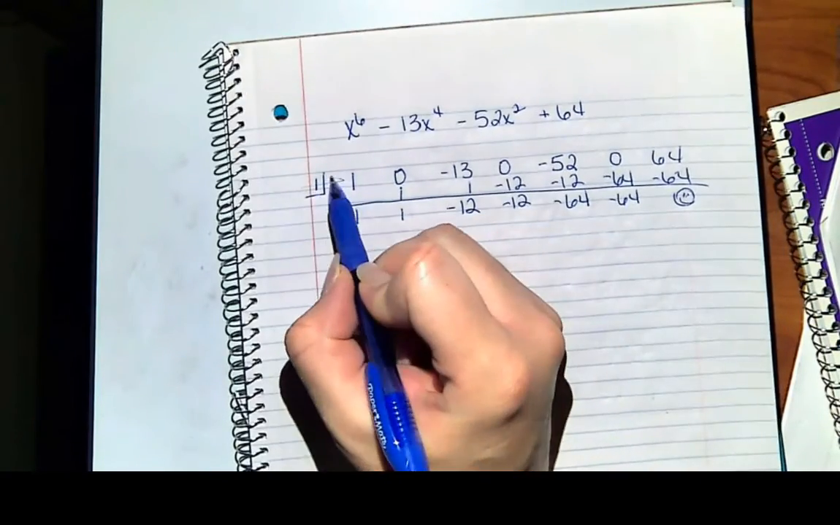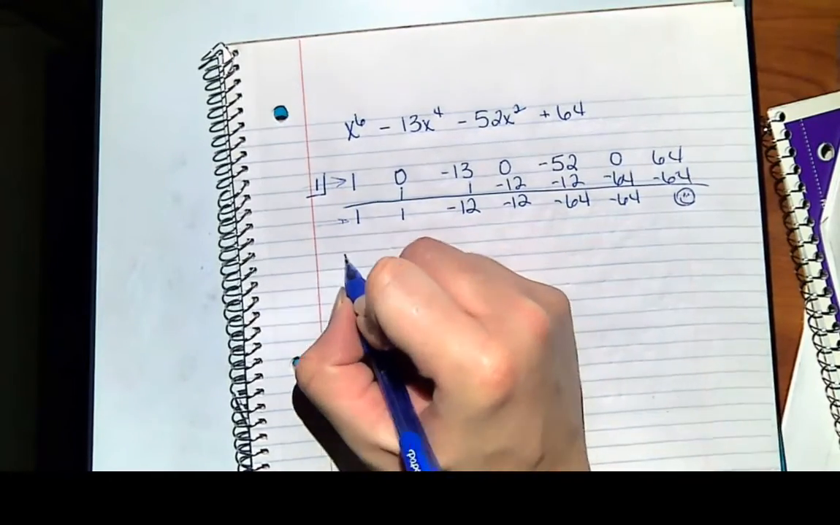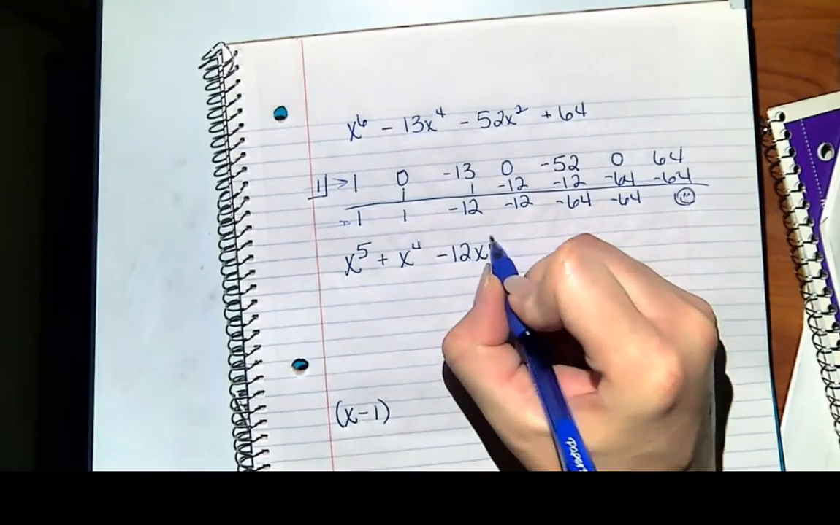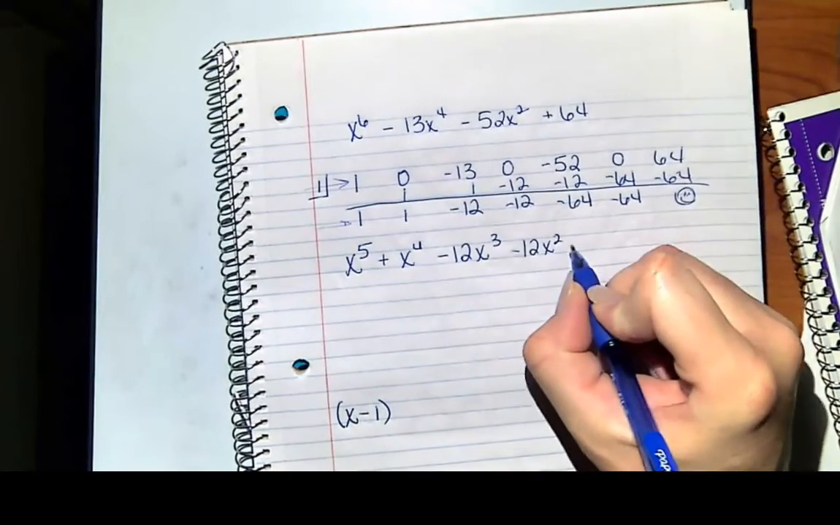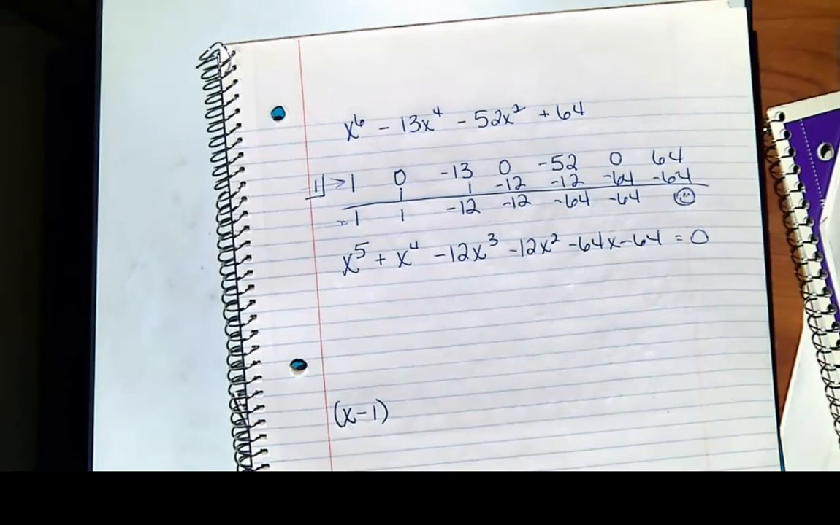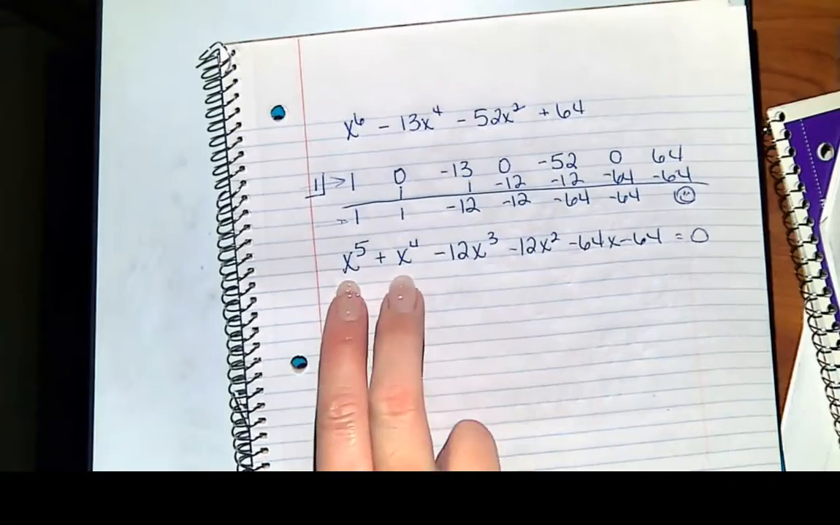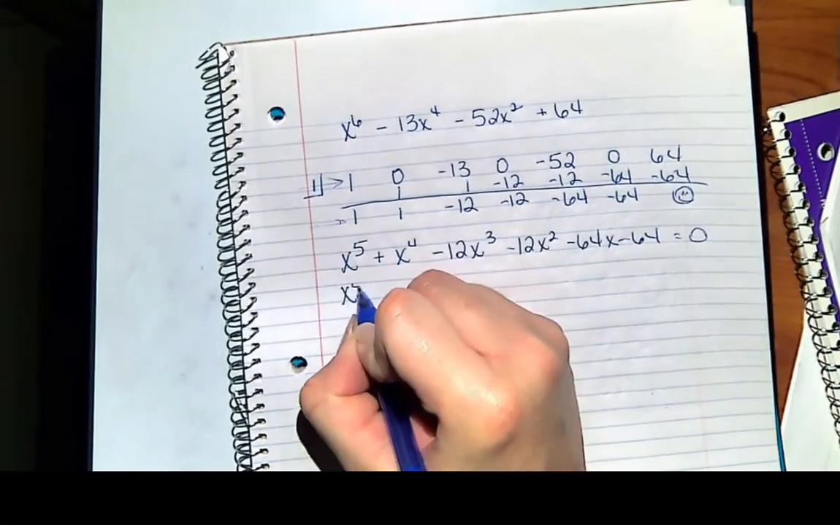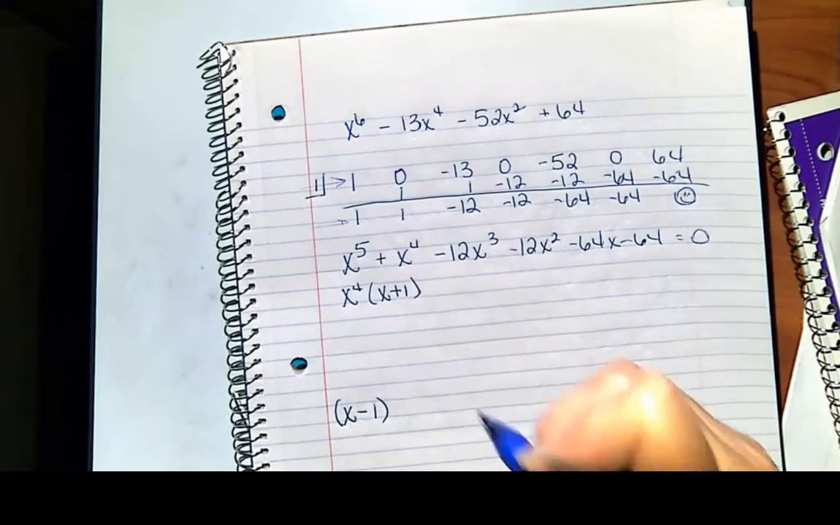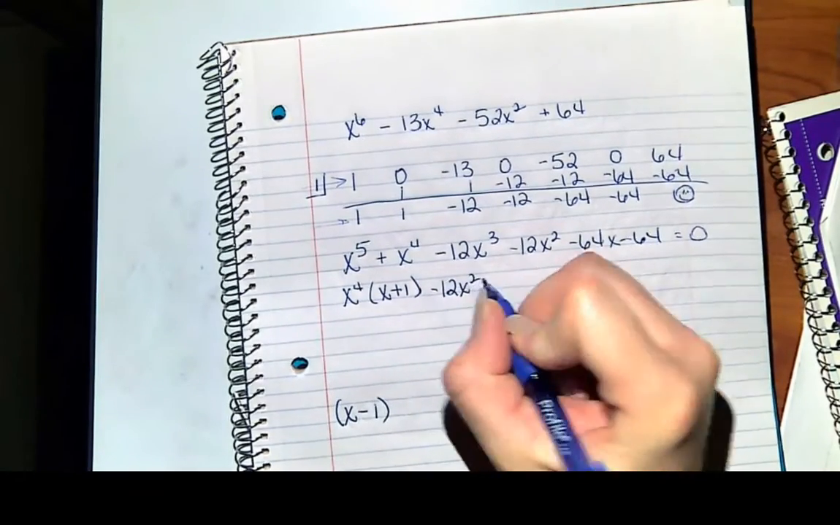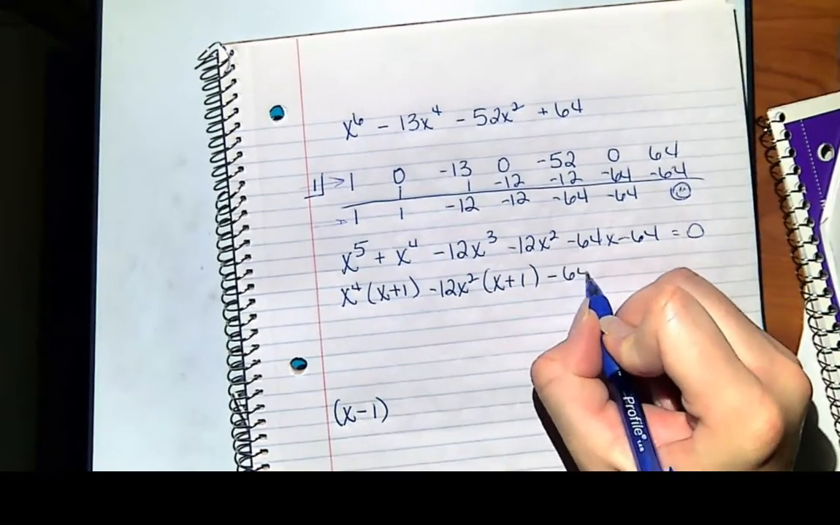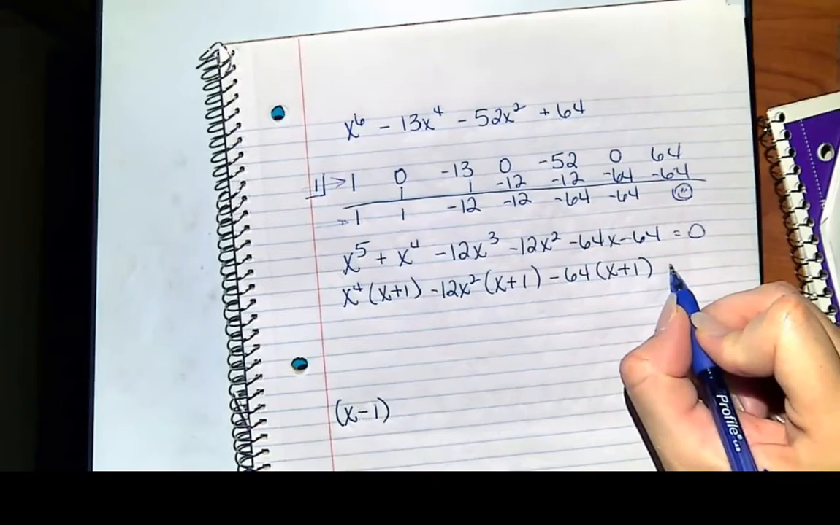So this was an x to the 6th. This is now an x to the 5th. So I've got 1 x to the 5th plus an x to the fourth minus a 12x to the third minus a 12x squared minus 64x minus 64. So it's just factoring by grouping again. What's common on your first two terms? I can pull out an x to the fourth. That's going to leave me with an x plus 1. What's common here? I can pull out a negative 12x squared, and that leaves me with an x plus 1. And then I can pull out a negative 64, and that leaves me with an x plus 1.